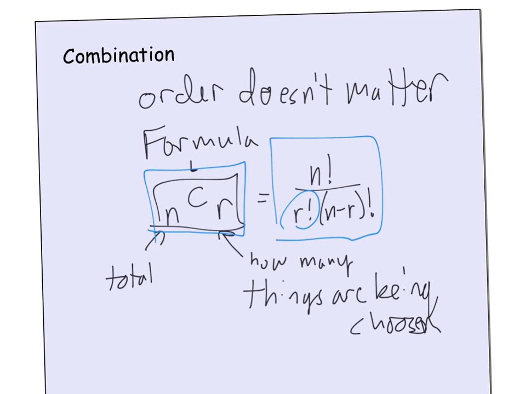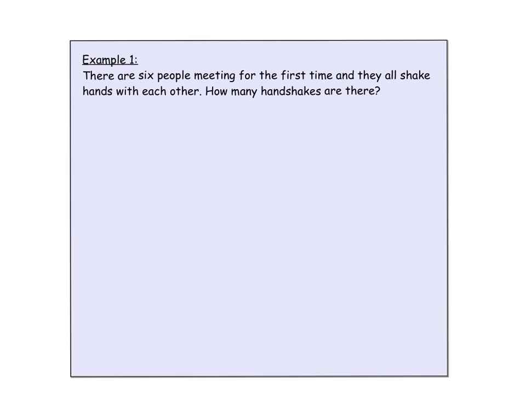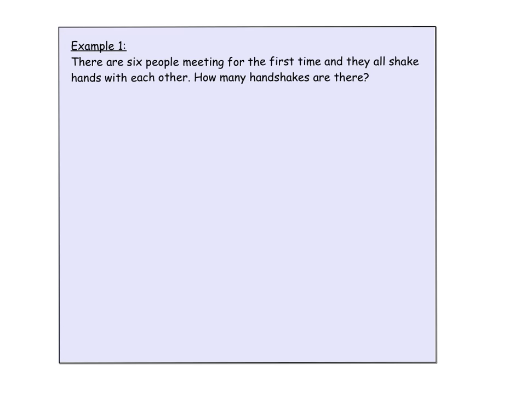I'm going to show you how to plug it into your calculator today. We kind of practiced that with permutations last time, so I think we'll be fine. Okay, so let's go right here. Example 1. There are 6 people meeting for the first time, and they all shake hands with each other. How many handshakes are there? Well, there's 6 people, so this is a combination of 6 people, and you're taking them 2 at a time. That's how many handshakes there will be. So we're just going to plug this into our calculator.